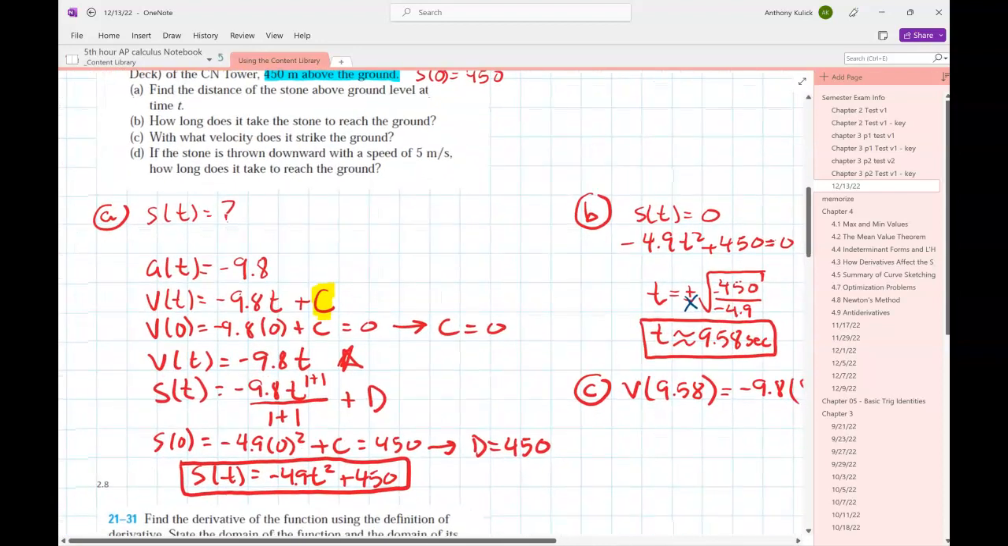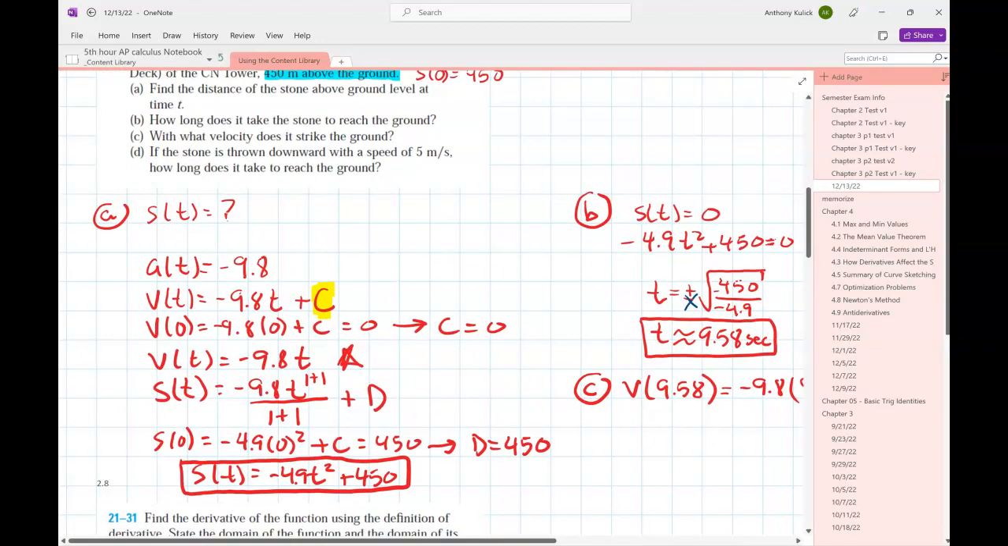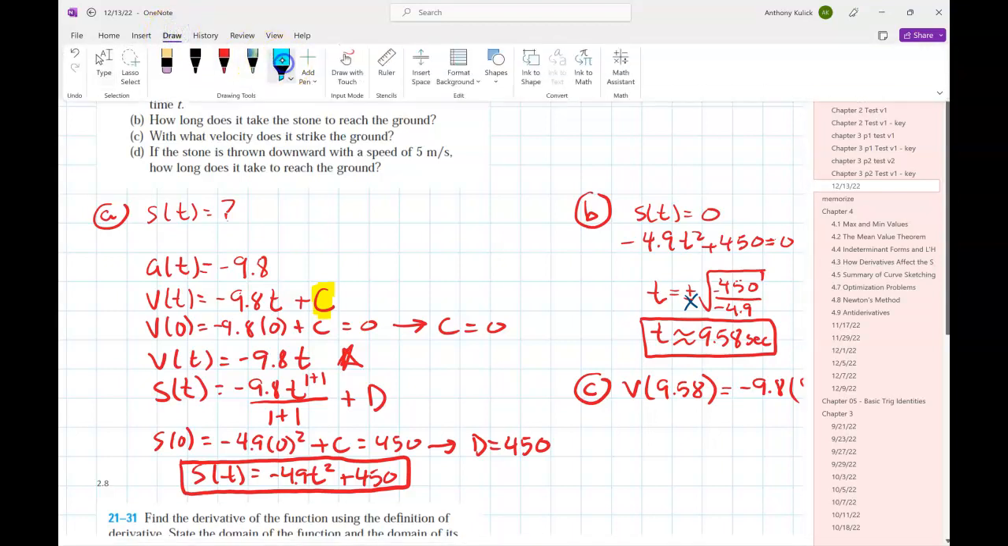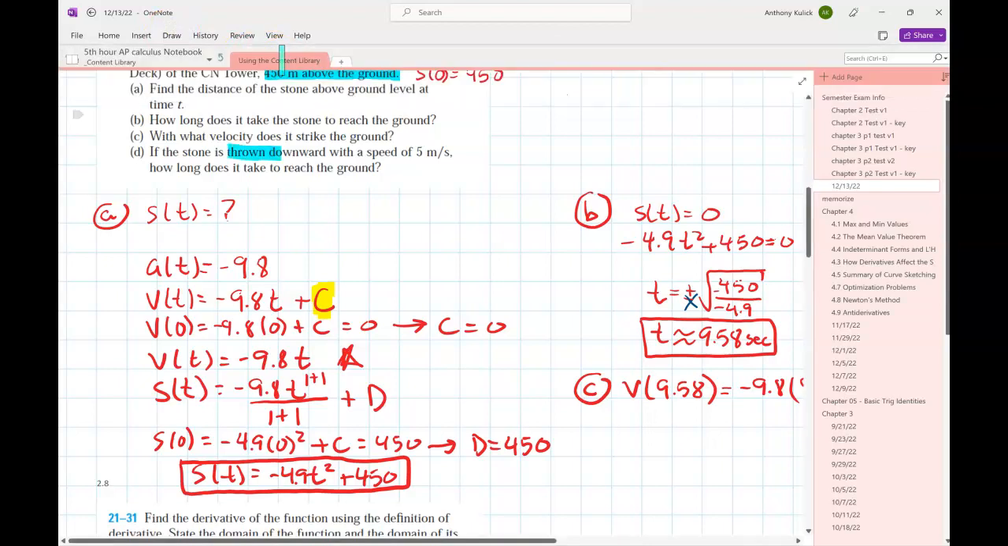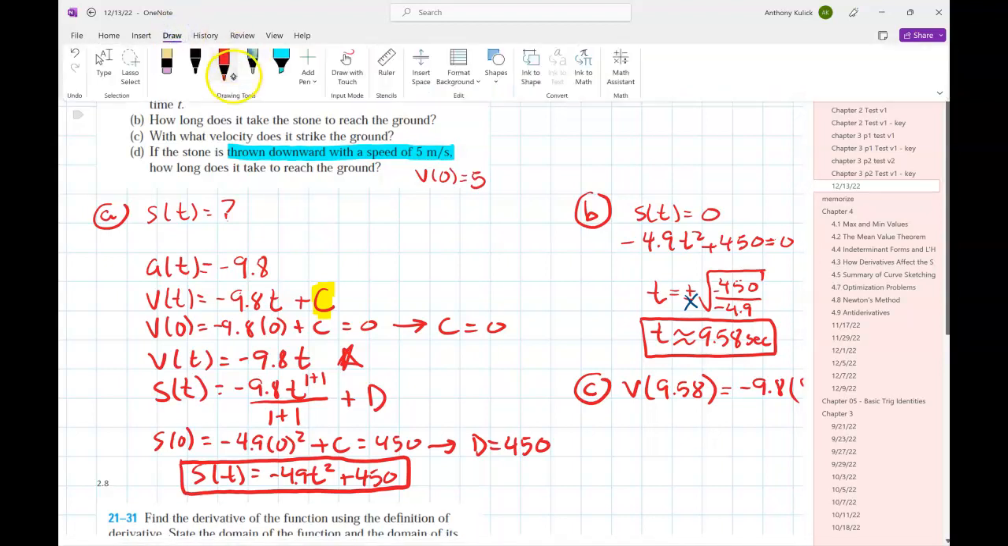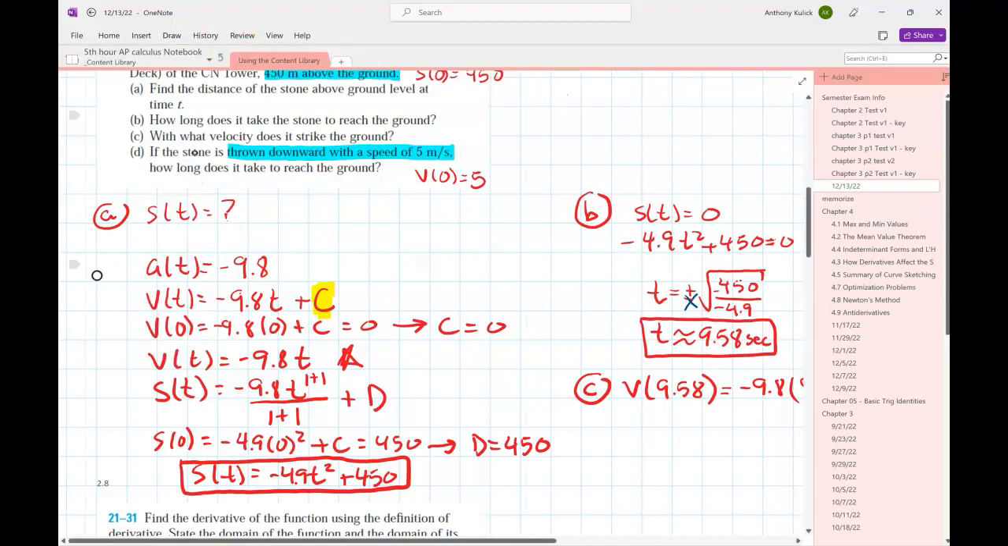And then in part D, it says if the stone is thrown downward with a speed of 5 meters per second, how long does it take to reach the ground? Well, what that tells me is that in this situation, v of 0 needs to equal 5. So I'm just going to rework the previous steps, but I'm going to do these in blue.